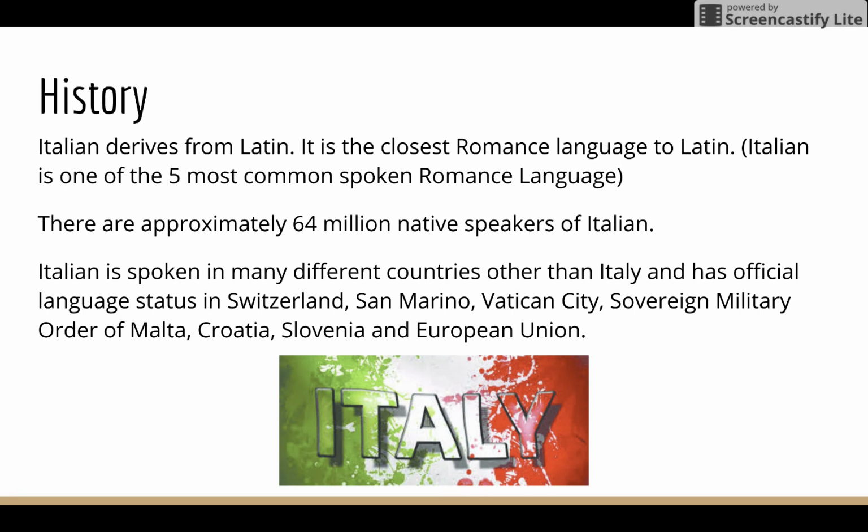There are approximately 64 million native speakers of Italian, and Italian is spoken in many other countries other than Italy, and it has official language status in Switzerland, San Marino, Vatican City, Sovereign Military Order of Malta, Croatia, Slovenia, and the European Union.